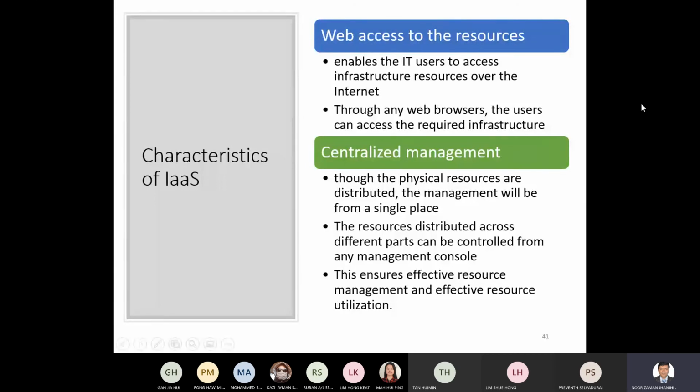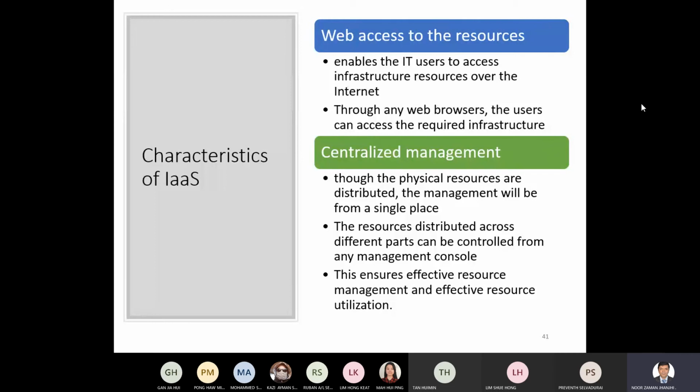So the web access to the resources, because when we have the infrastructure, we can have centralized management as well. Web access can enable the IT users to access the infrastructure, because this is the infrastructure. So you can understand now that we are able to control and handle the infrastructure, but virtually, and that can be managed centrally from one point.